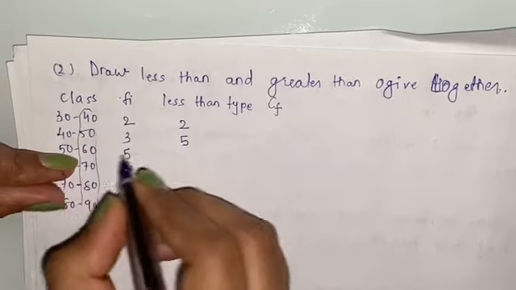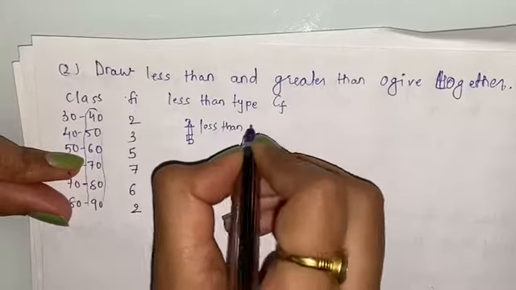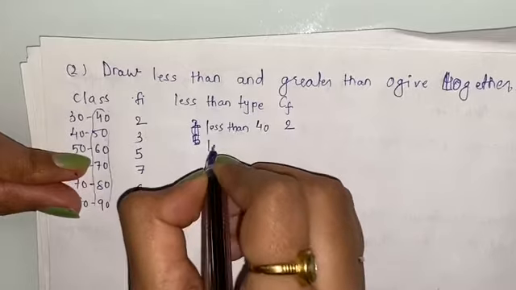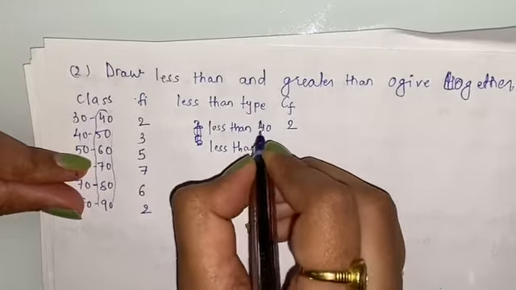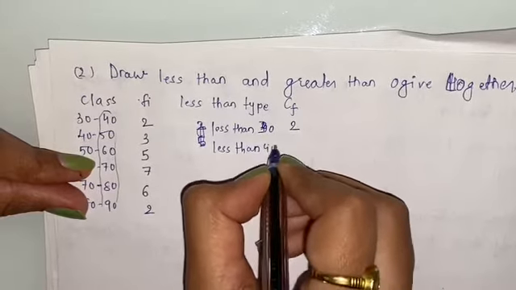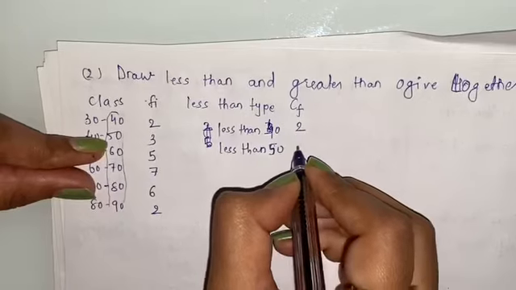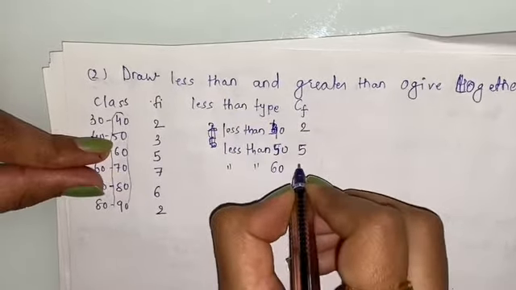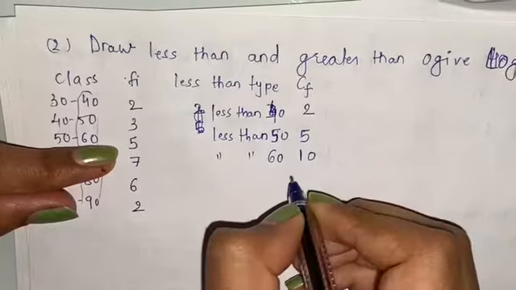Less than 60, let me write, less than 40, it will be 2. Less than, this is 30, less than 40 only. Less than 50, we have 5. Less than 60, you have to add 5 plus 2, so this will be 10.